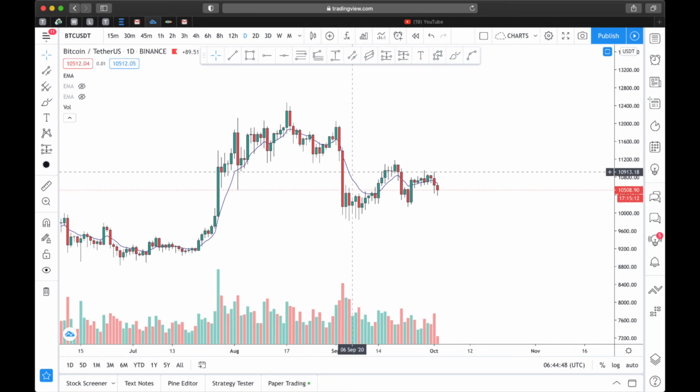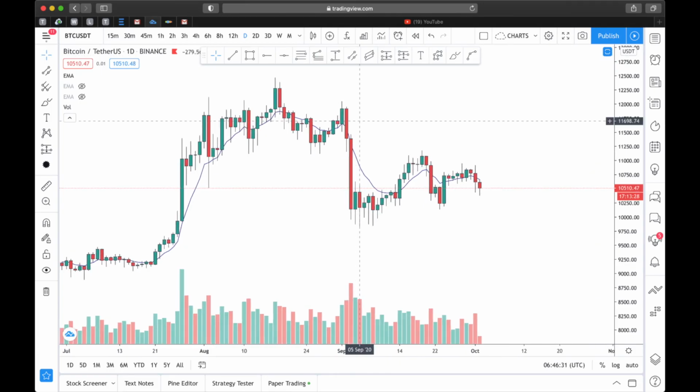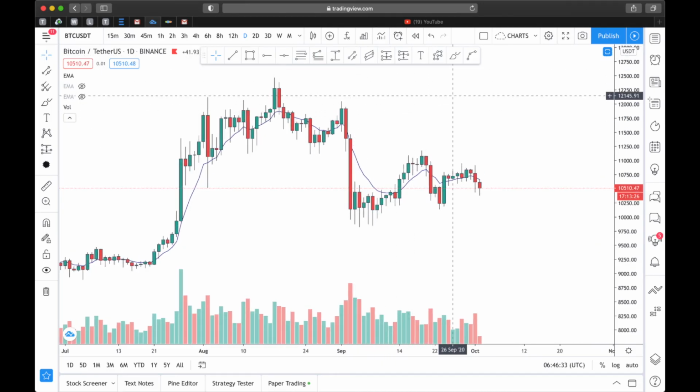If it's an 18-day moving average, they calculate the average price an asset has been selling over the period of 18 days. If it's 200 days, that's how it works for it. So they calculate it over a period of 200 days. What moving averages do is they show us support and resistance. So for example, in this chart, this moving average has been serving as resistance.